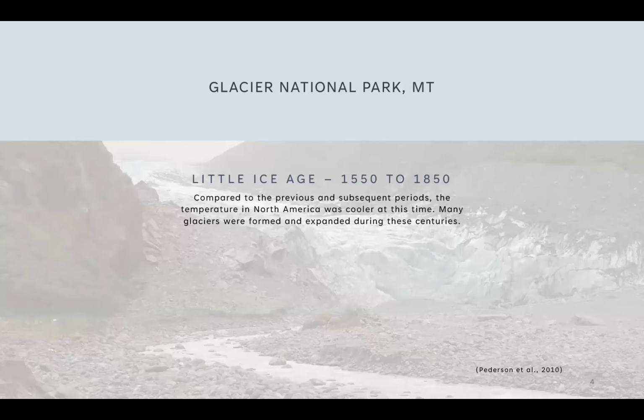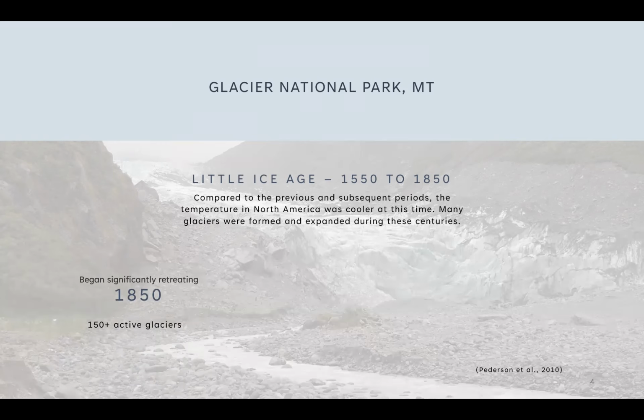The period between 1550 and 1850 is known as the Little Ice Age. In this era, the temperature in North America was cooler compared to the previous and subsequent periods. So many glaciers were formed and expanded during these centuries. In 1850, Glacier National Park was home to over 150 recorded active glaciers.